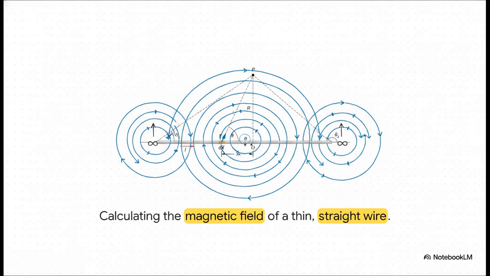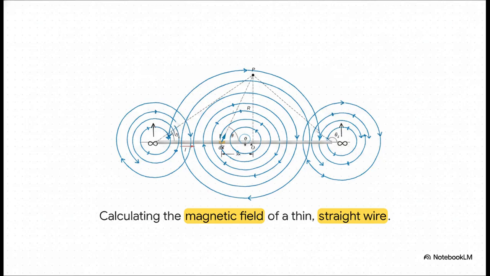So let's shift gears a bit and see how our 5-step framework actually applies to the classic geometrical shapes you are absolutely guaranteed to see on an exam. First up, the infinitely long, thin, straight wire. Following our strategy, we draw our vectors and set up the integral.